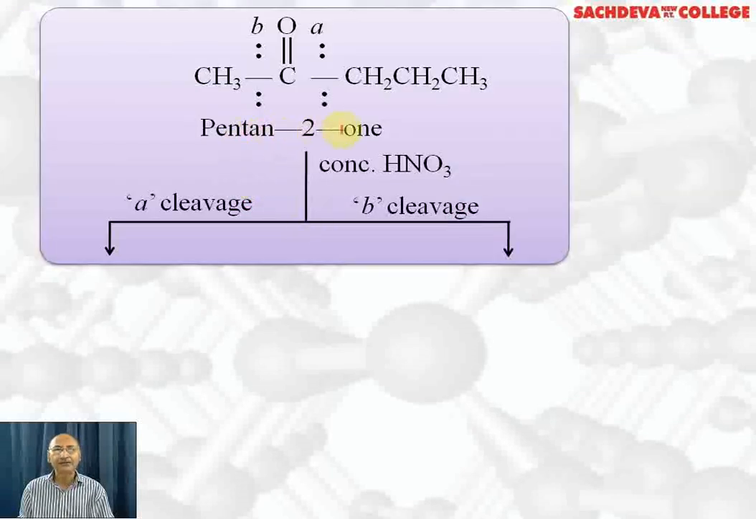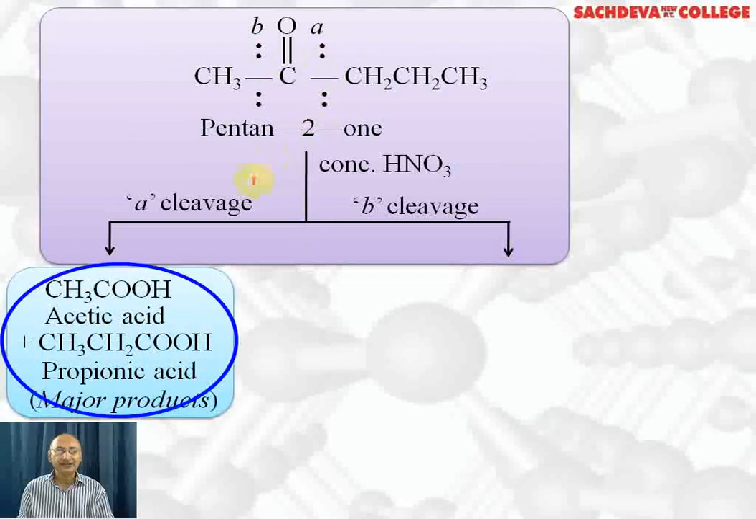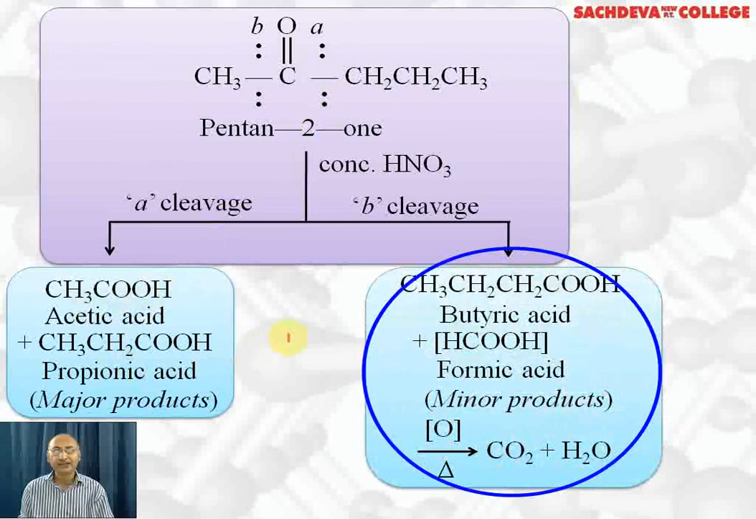Here we have pentan-2-one, which is an unsymmetrical ketone. Here the bond can break either here or here, but this cleavage is most probable, and when A cleavage takes place we get acetic acid and propanoic acid, but if B cleavage takes place we get butyric acid and formic acid. Formic acid is unstable, it further gets oxidized to CO2 and water.